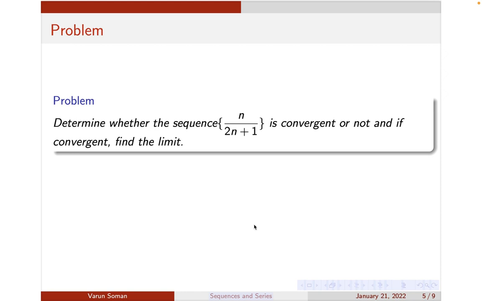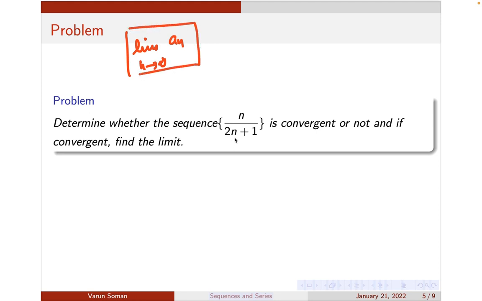Determine whether the sequence n by 2n plus 1 is convergent or not, and if convergent, find the limit. So here you will have to use the properties of limits extensively. You have studied limits in your lower classes. In order to check whether a sequence is convergent or not, we will just evaluate limit n tends to infinity of a_n, and if it has a finite value, we will say that the sequence is convergent.